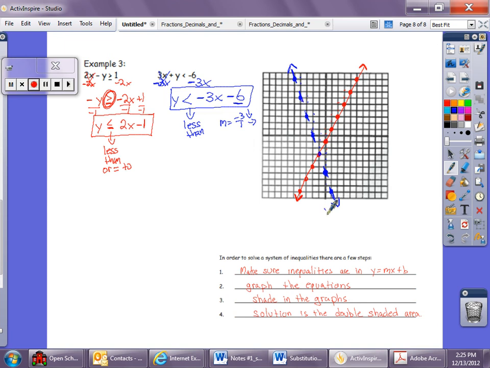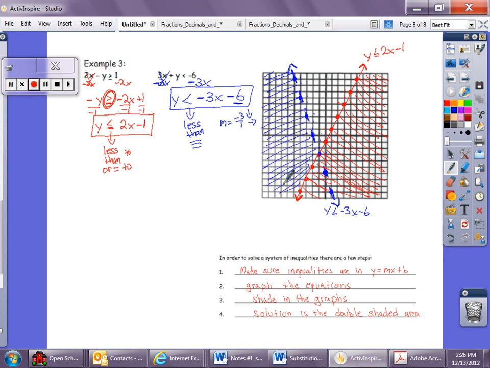And I know that this is the equation y is less than -3x minus 6. And this one is y is less than or equal to 2x minus 1. Well, since we know less than means we shade below, I'm going to shade everything below this first line. And then we also have another less than, so we shade below this line. So I'm going to shade everything below the second line.